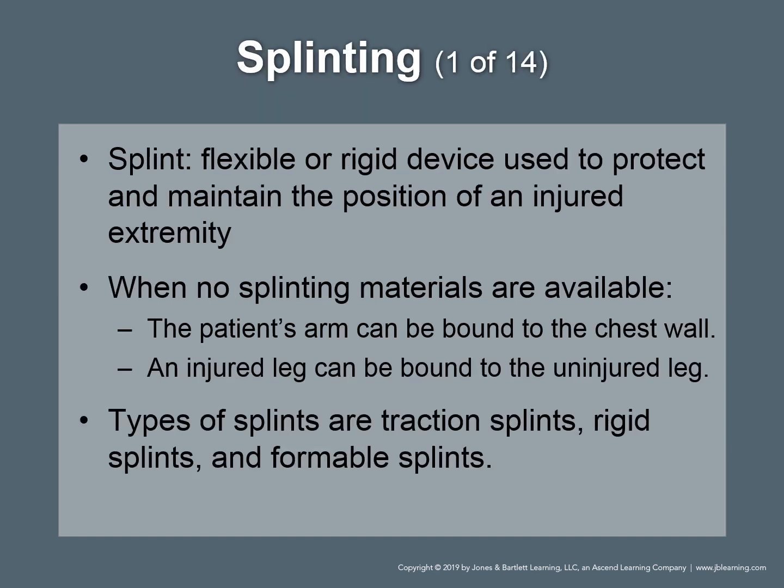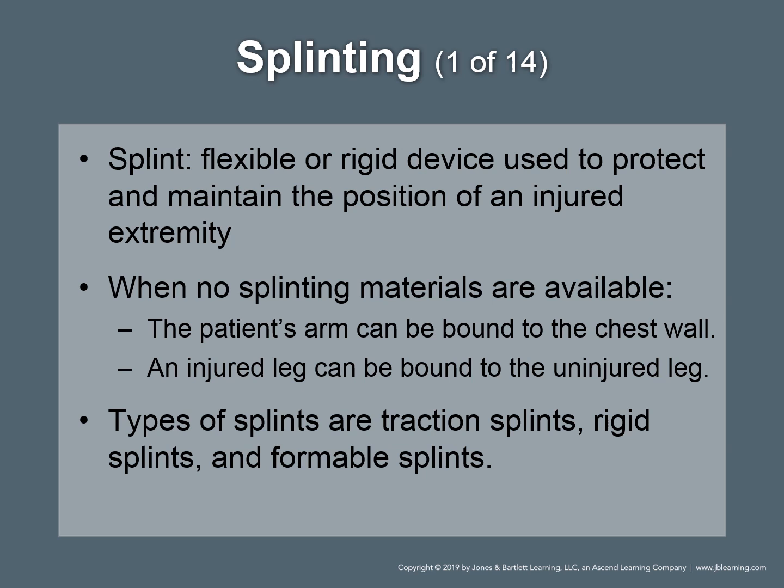Splinting, they can be flexible or rigid. And when you splint, what you're trying to do is keep that bone straight. You don't want it to move because that'll cause further injury. If you don't have splinting materials, you could use the patient. You can splint arms together. You can splint legs together. You can tie the arm close to the body. An injured leg can be bound to the uninjured leg. The arm can be bound to the chest wall or the trunk.